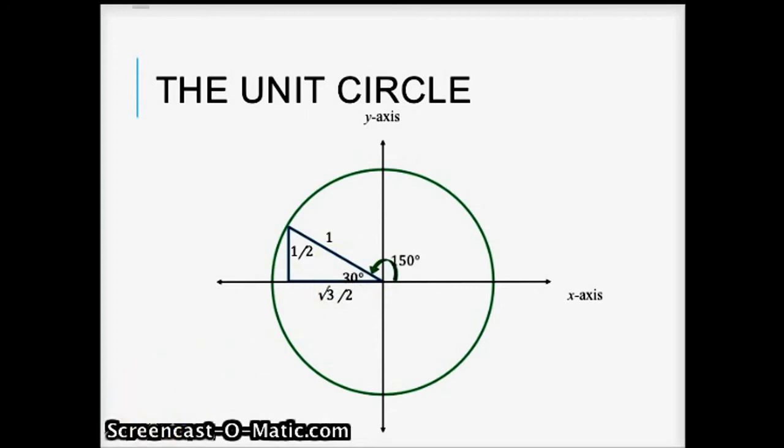When looking at the cosine value of this triangle, the adjacent leg has the same length as before. The direction of the leg, however, is in the negative x direction. Therefore, the cosine of 150 degrees is negative root 3 over 2. Since the y-coordinate of this point is still positive, we have sine of 150 is 1/2. And tangent is now negative root 3 over 3.